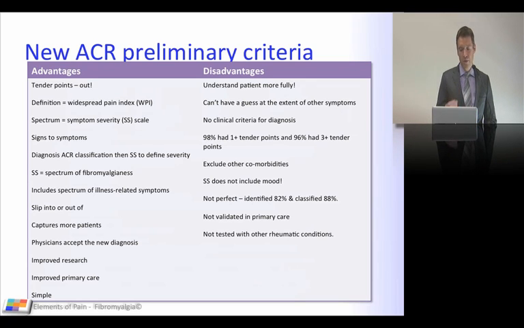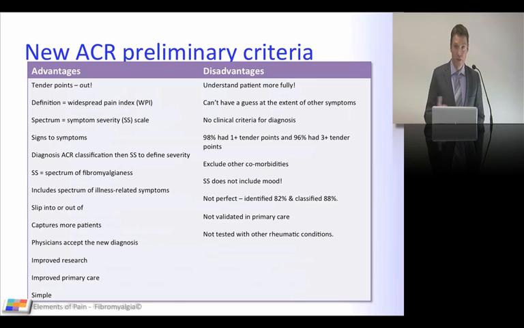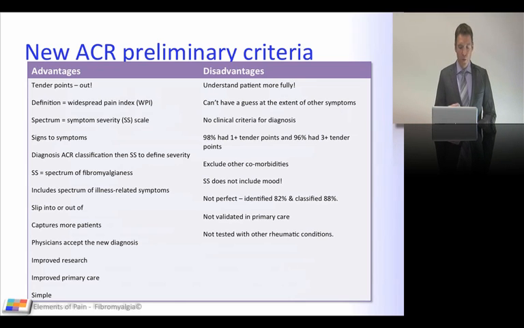And really, using the new criteria, you can still diagnose them according to the old criteria, but use the symptom severity to define the severity of the illness. And because I've mentioned this is a spectrum, people can fall into and out of fibromyalgia depending on where they are in their disease pathway and treatment. We may capture more patients with these new diagnostic criteria.